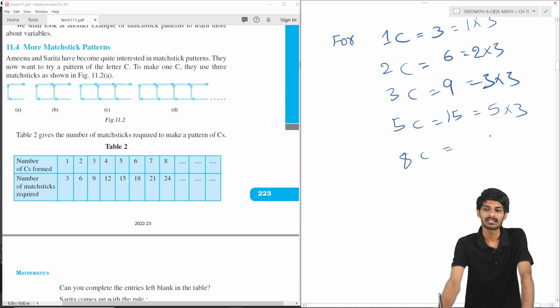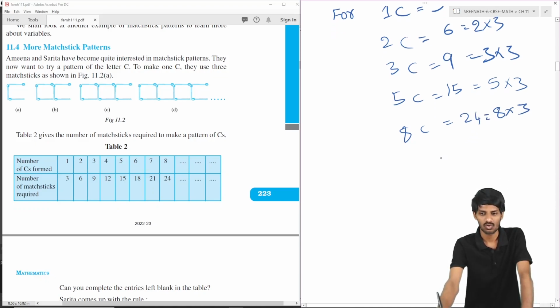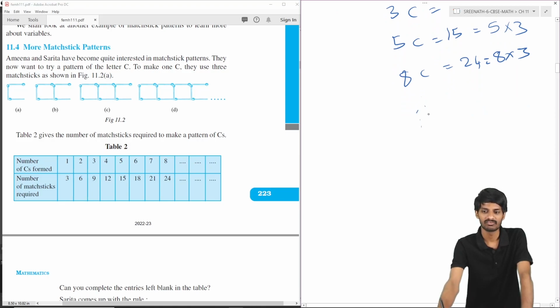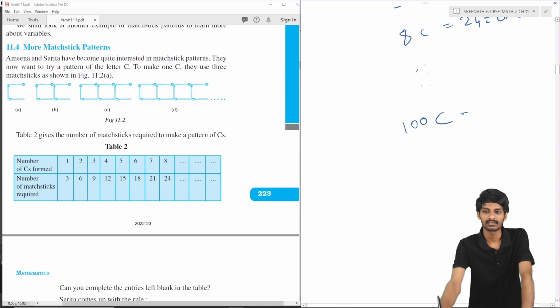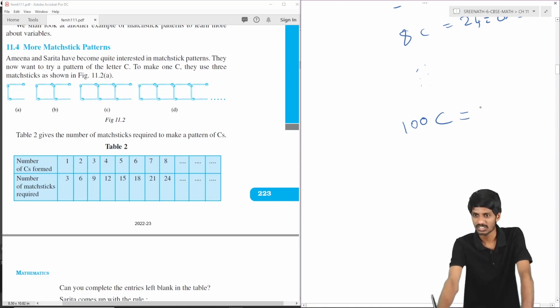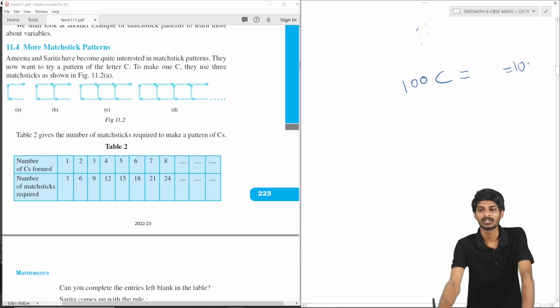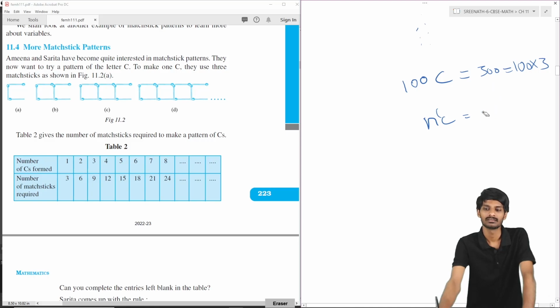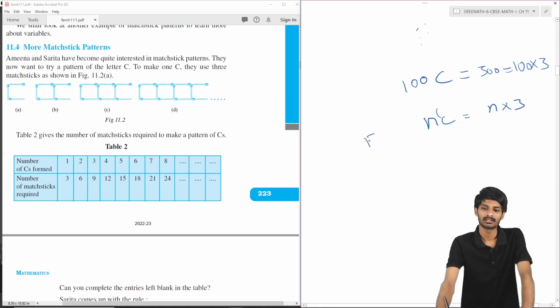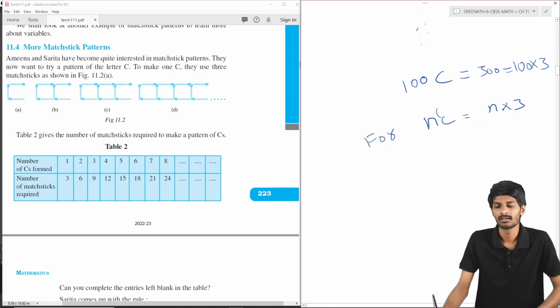Like that, for 8 C's, how much? 8 into thrice are required, that is nothing but 24. And so on, if the process goes on. For 100 C's, if you want to make 100 C's, how many matchsticks do you require? That is equal to 100 into 3, so 300 matchsticks are required. So simply, if you want to make n C's, 3n matchsticks are required. That is n into 3. For n C's, 3n matchsticks required.